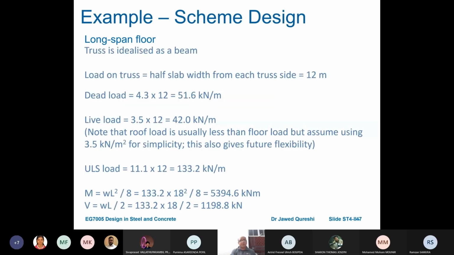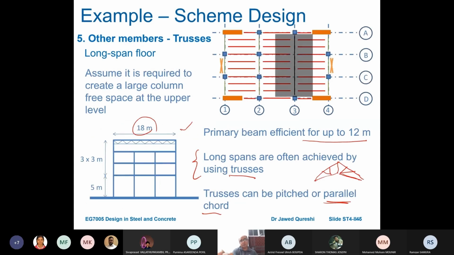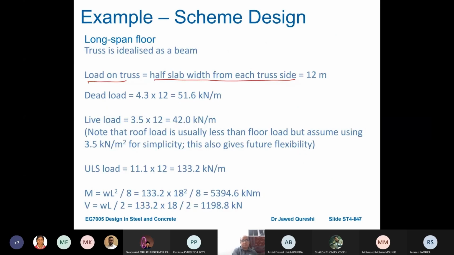Now, idealize this truss as a beam. Again, load on the truss. It is taking half the slab width from each side of the truss, which means it's going to be 12. So from here it is 6, and then from here to here it is 6. Then dead load. Now here I'm assuming it to be the same. Normally this load is going to be lower. So this is taking this much load by multiplying it with 12. Again, live load is going to be small as well, but here for simplicity we have assumed that it's taking the same live load.